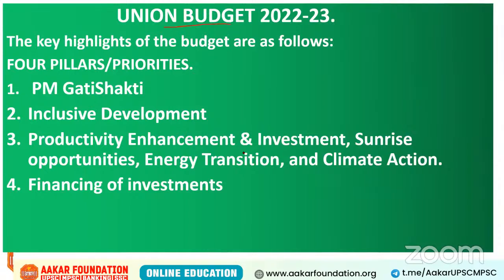Okay, let's start with the issue of the Union Budget 2022-23. The key pillars of the budget given by the Finance Ministry are PM Gati Shakti, inclusive development, productivity enhancement and investment, sunrise opportunities, energy transition and climate change. And the last pillar is financing of the investment. So these are the main priorities of the Union Budget 2022-23. Now let us discuss these pillars one by one.